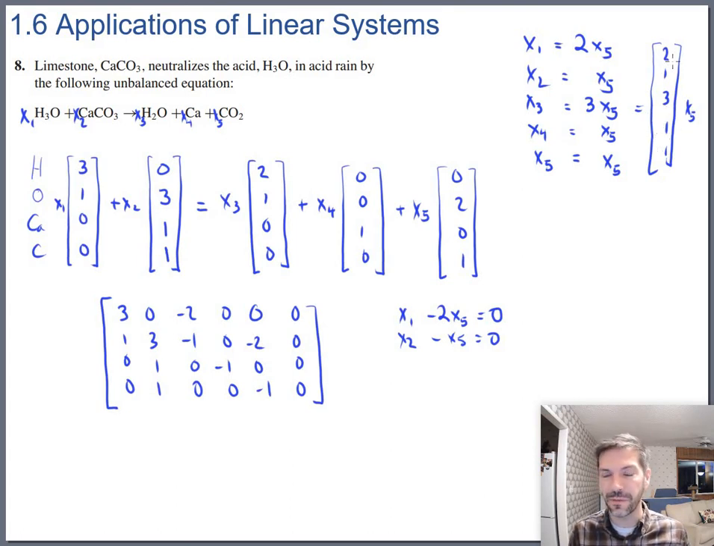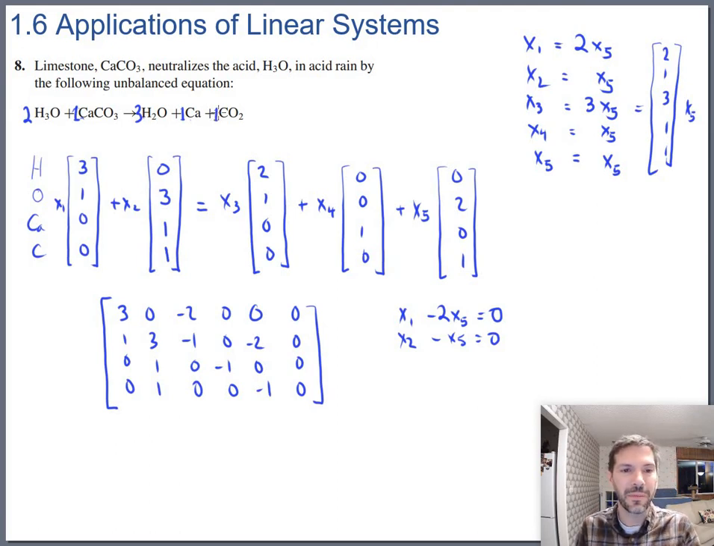But this is the point where if some of these were fractions, like if we got a 2/5 here, then I would choose x5 to be 5 to clear out the fractions. But in any case, at the moment, we have a solution that says, here, let's erase some of these. That says 2 of this, 1 of that, should make 3 waters, 1 calcium, and 1 carbon dioxide.